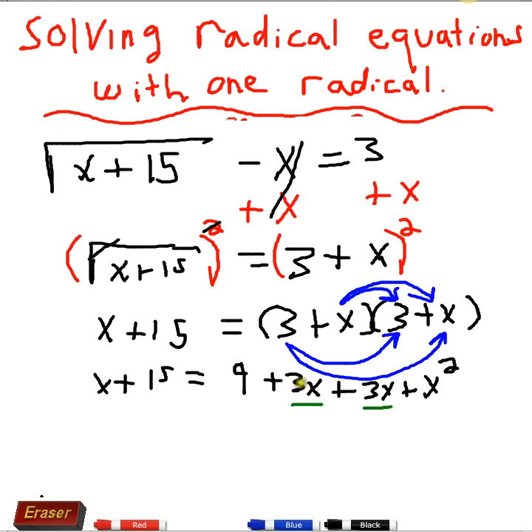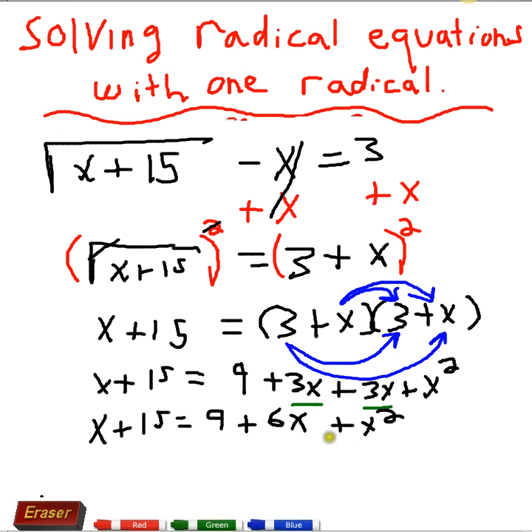Now we have to simplify. We see that this 3x and this 3x are like terms. It's kind of like saying you have 3 oranges and you went and picked 3 more oranges. How many oranges are you going to have? So you have x plus 15 equals 9 plus 3x plus 3x, or 3 oranges plus 3 oranges is going to be 6 oranges. So 6x plus x squared. Now whenever you have an equation that has an x squared, which we call a quadratic equation, you want to get this whole equation equal to 0.